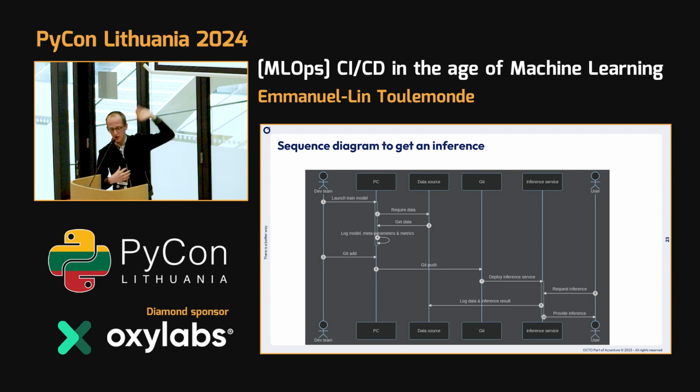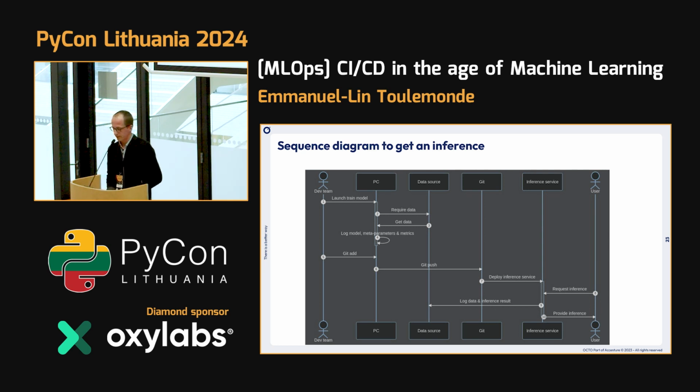My workflow, it's a bit more complicated. So on the upper side, I launch my model training, right? So my environment will get the data, then I will log the models, the parameters and everything on my computer. Then I could git add everything, git push it all on Git, and then on our server, it deploys the inference service. If a user makes a request, then I can make my prediction, log everything on my data source, and provide my inference. It's a bit more complicated, but it answers my needs, and I can iterate quickly.